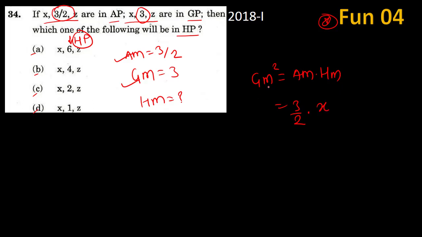So how much is GM? It is 3, and 3 squared is 9. So this goes by 3, and 3 into 2 is 6. So what is x? HM comes out to 6. So which option is giving me 6? Option A is giving me 6. Please go through fun class number 04. You will understand.